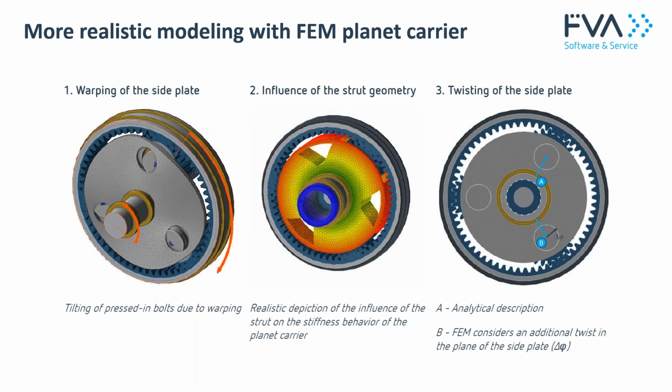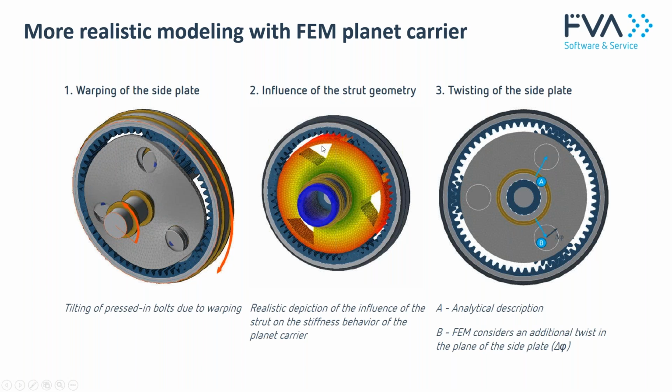Here I'd like to show you why I think it is important, when it comes to the planet carrier, to use finite element models instead of purely analytical modeling approaches. The first reason is that the side plate can have some deflection modes, such as warping of the side plate itself, which is hard to capture with a purely analytical model, because usually for shafts we use a Timoshenko beam model, meaning it's a 1D model just on the center line, and a 1D model is not capable of having such a deformation mode.